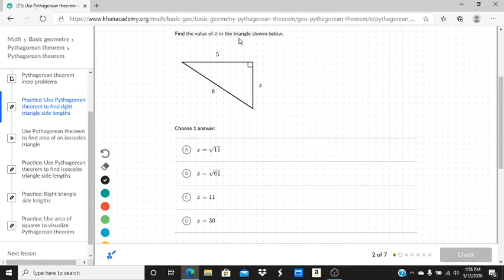Okay, we're going to find the value of x in the triangle below. So now x is like, we'll say x is a, because this is not the hypotenuse. Remember, the hypotenuse is opposite the right angle, so the hypotenuse is 6. We'll call 5 b. So we're going to set it up: a squared, or x squared in this case, plus b squared, so it's going to be 5 squared, equals 6 squared.